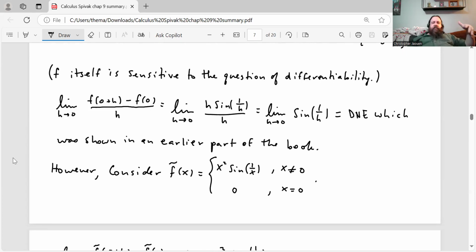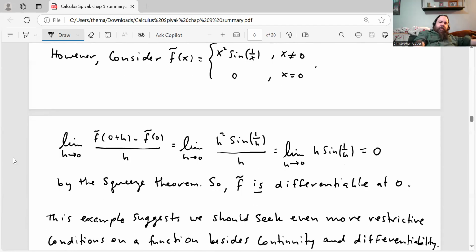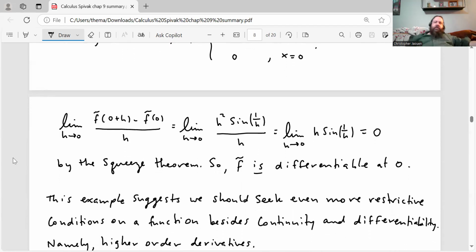However, consider the function f tilde of x, where instead of x sine of 1 over x, we have x squared sine of 1 over x when x is not 0, and 0 when x is 0. This one is differentiable at 0 because the limit as h goes to 0 of the difference quotient is 0. If you look at the calculation here, that follows by the squeeze theorem. So f tilde is differentiable at 0.